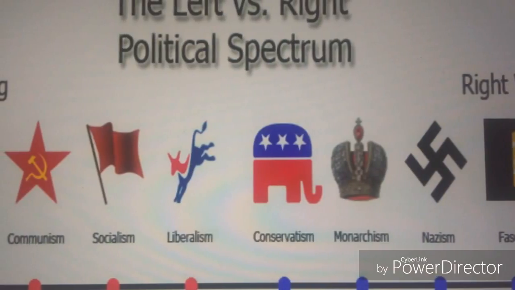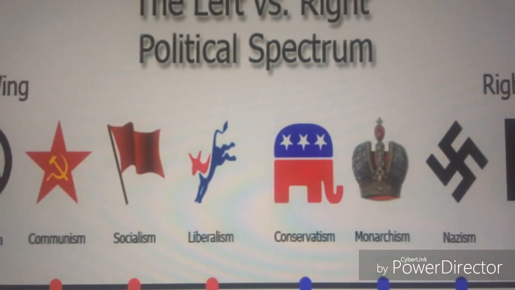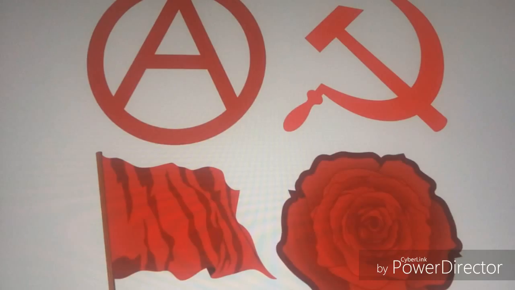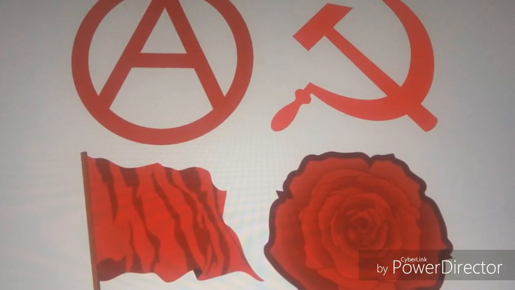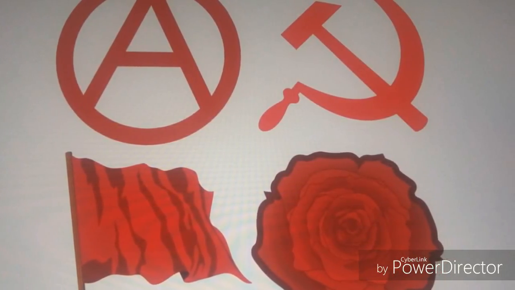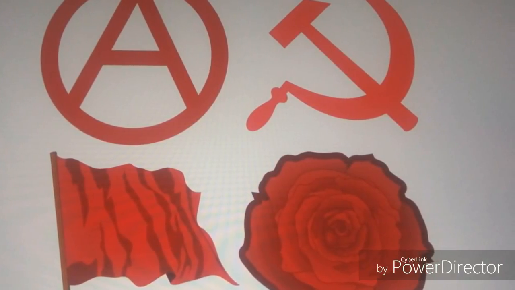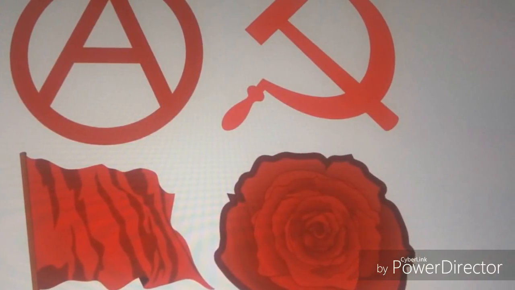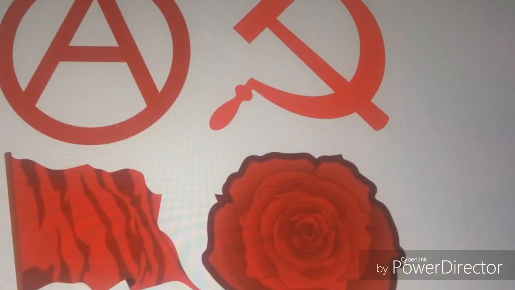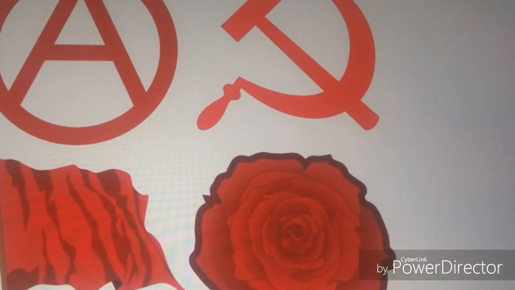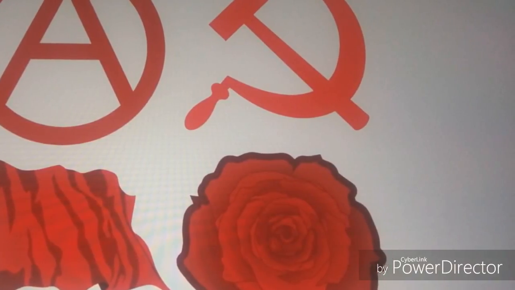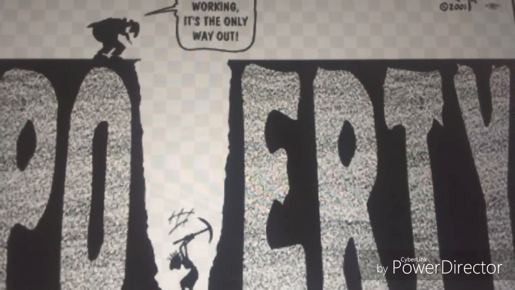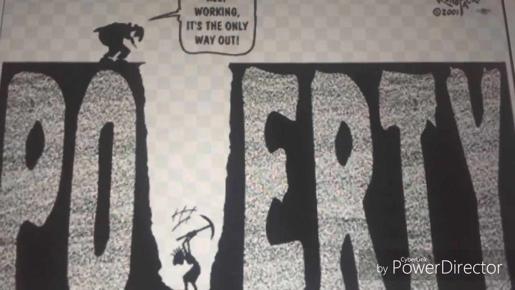Okay, now that we are done with the history of the left and right spectrum, let's define the left and the right. Leftist ideologies support social equality and egalitarianism, and often are against social hierarchy. The left often concerns itself with the disadvantaged of society and the inequalities that cannot be justified, and they feel that they must reduce or abolish them.